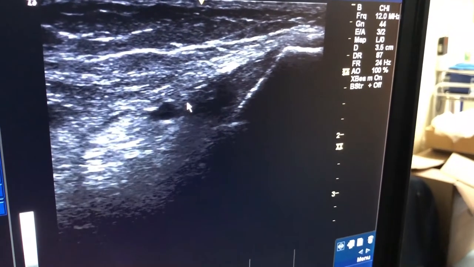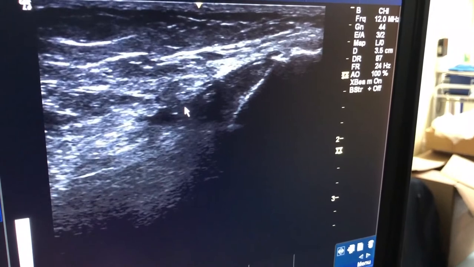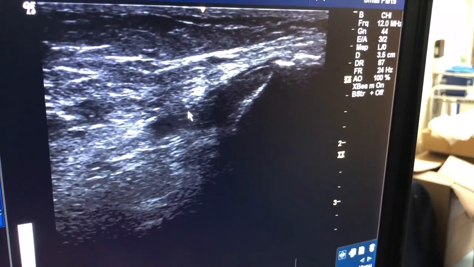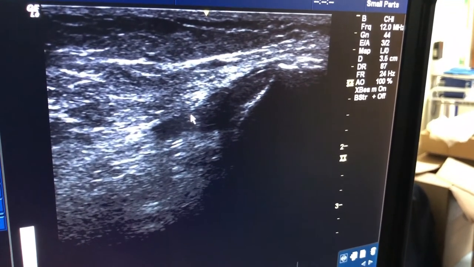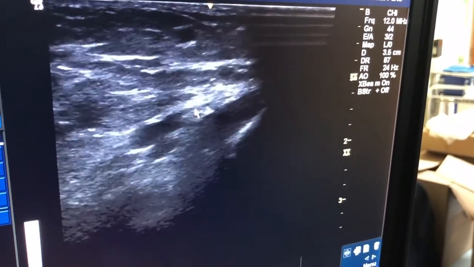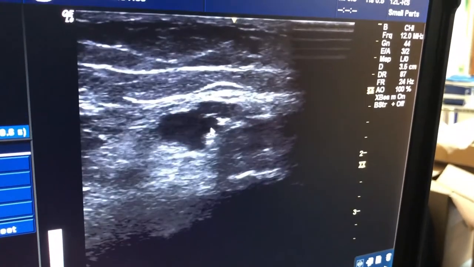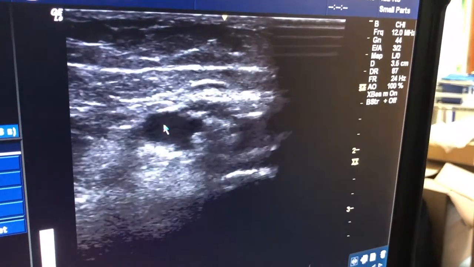So that's enough pressure to actually collapse the veins. So if we left this probe pressed on here for another 20 minutes, we'd probably end up with a deep vein thrombosis in this limb. So we won't do that, obviously, because that won't be good. But now the veins have all sprung back to life again. The blood's flowing in there.